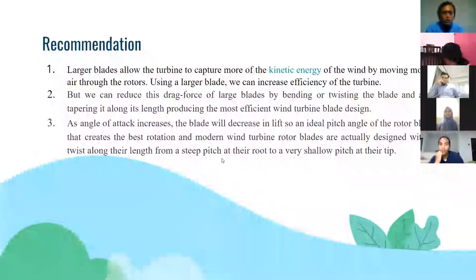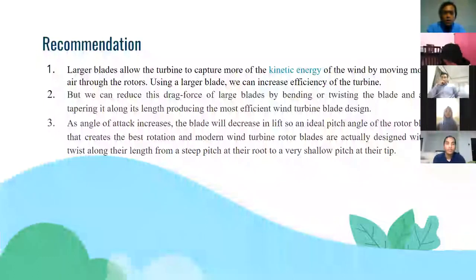Secondly, larger and longer blades will increase drag. So we can reduce this drag force from larger blades by bending or twisting the blade and also tapering it along its length to produce the most efficient wind turbine blade design.